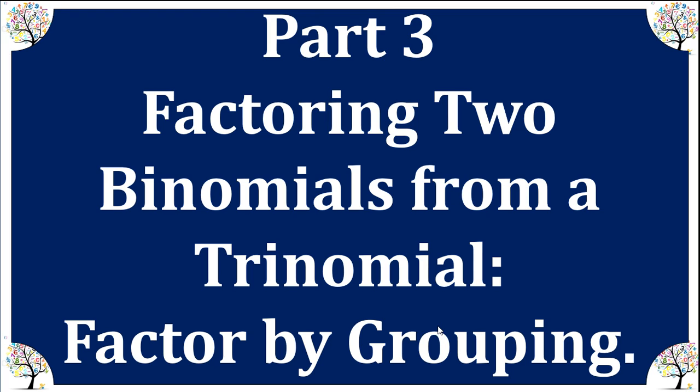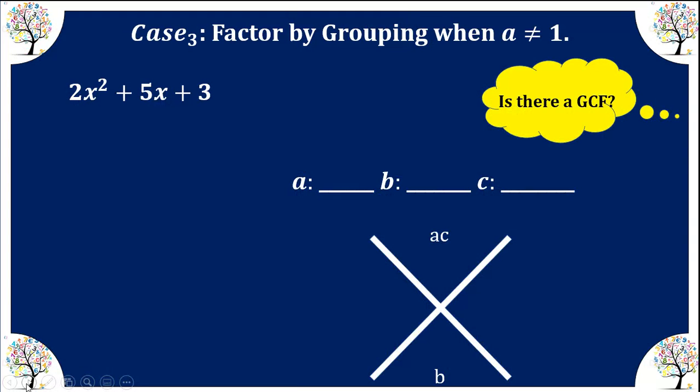In part 3 of this lesson on factoring polynomials, we're still going to be factoring by grouping, but this time our a value is not going to be 1. Even if there's a GCF, a will not be 1. The process is still the same. 2x squared plus 5x plus 3.